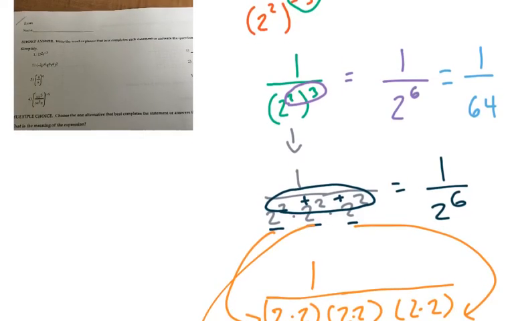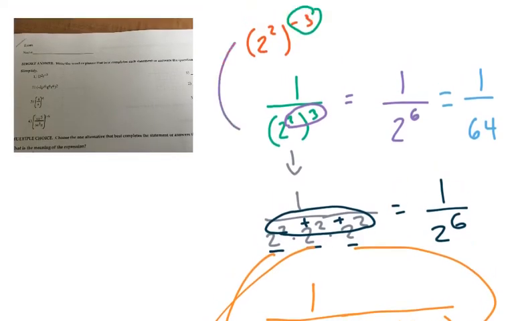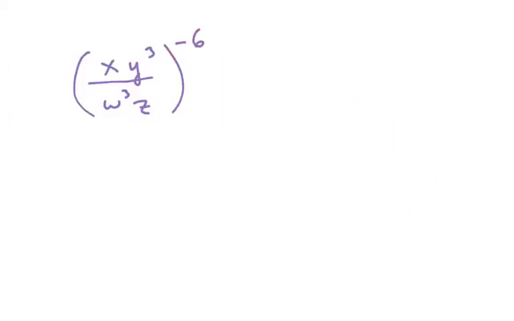We're going to do x y cubed over w cubed z, and all of this is raised to the negative 6. So we're going to piggyback off of question number 1. What did I do there? Because it's a negative exponent, I put it on the bottom, in the denominator.